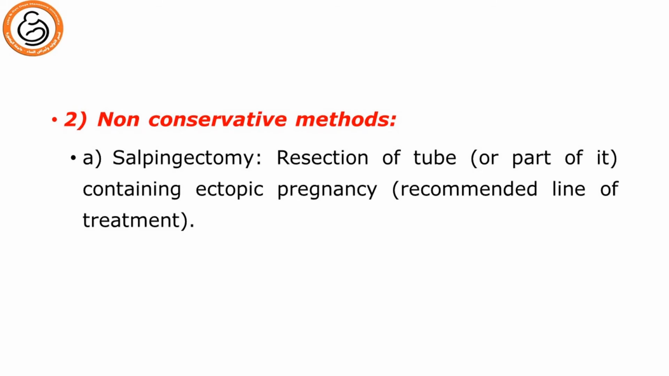The non-conservative method is salpingectomy, where we resect the tube or part of it containing the ectopic pregnancy, and this is the recommended line of treatment. Actually, the conservative methods usually leave a non-healthy tube, and this will increase the incidence of recurrent ectopic pregnancy.